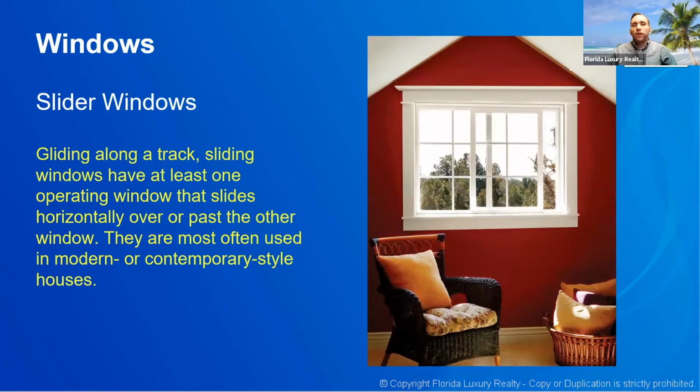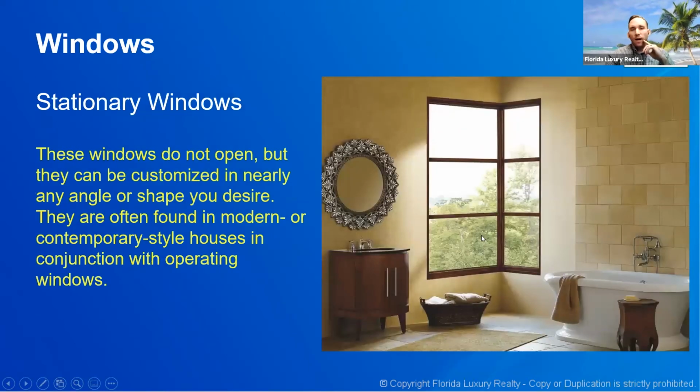So these are windows that work a little bit more like a sliding glass door. They're in a track and then they slide left to right rather than opening bottom to top. So these are called slider windows. You also have what are called stationary windows. So these are similar to a picture window, but they can be made in nearly any shape or angle.